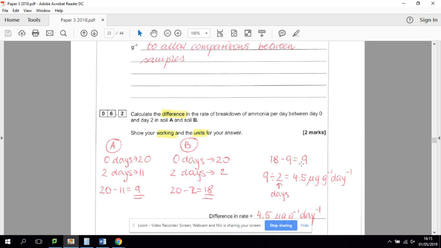And of course we need to provide the units, and they want it per day. So how many days? In 2 days, so I need to divide 9 by 2, so the final answer is 4.5.